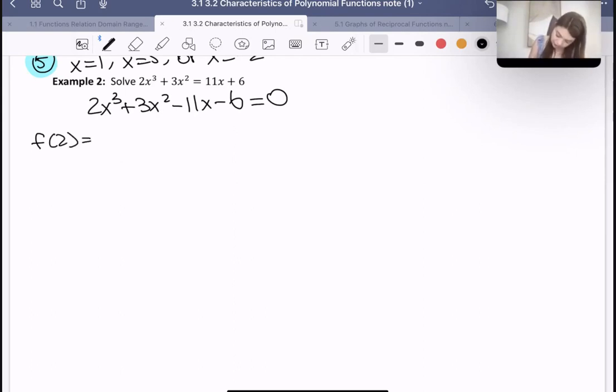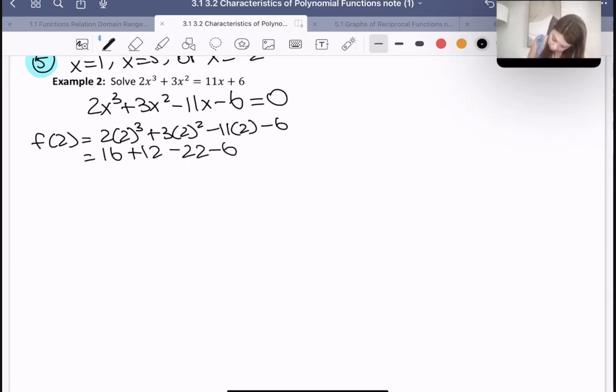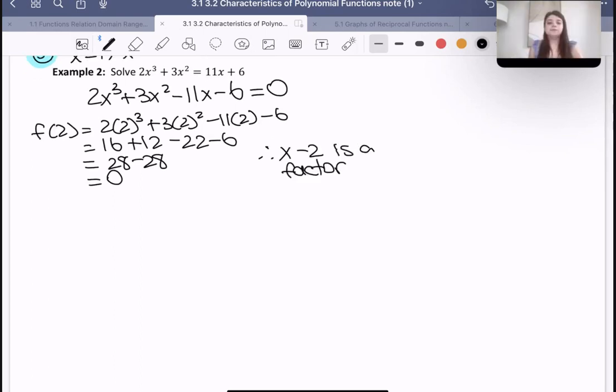So let's try. 2 times 2 cubed plus 3 times 2 squared minus 11 times 2 minus 6 is equal to, let's see, 16 plus 12 minus 22 minus 6, which is 28 minus 28, which is 0. Aha. So there we have it. x minus 2 is a factor.